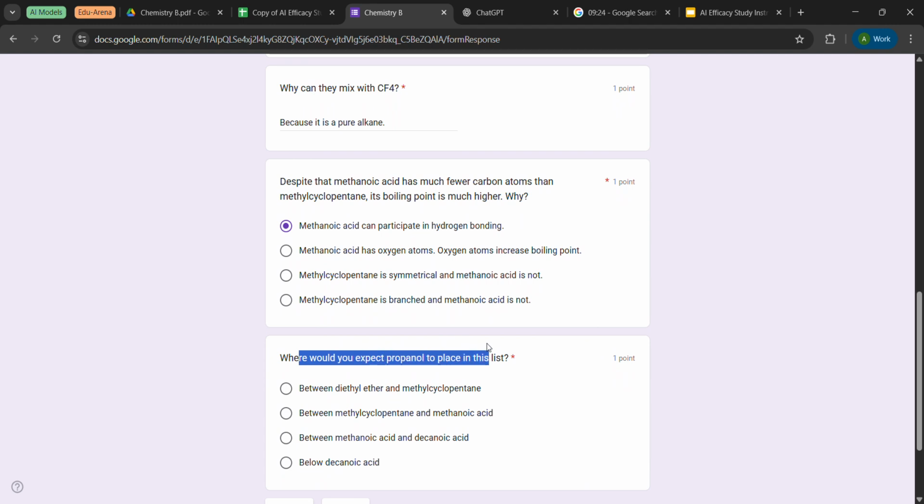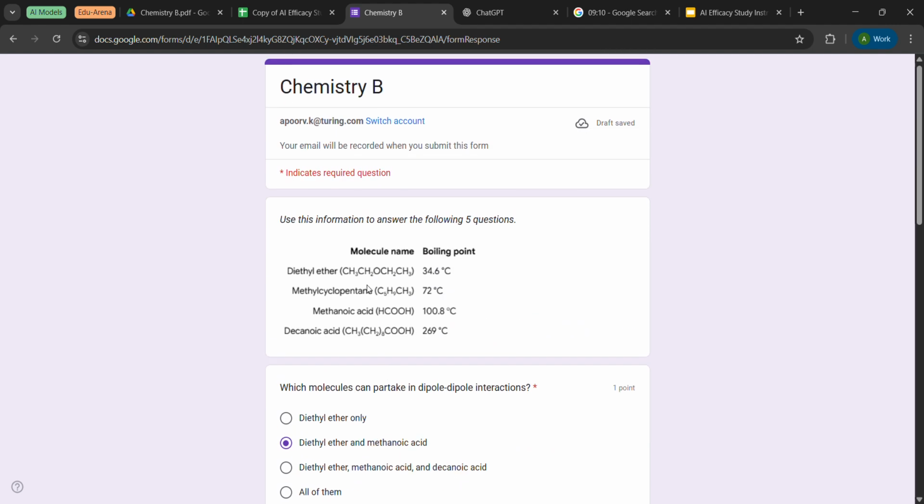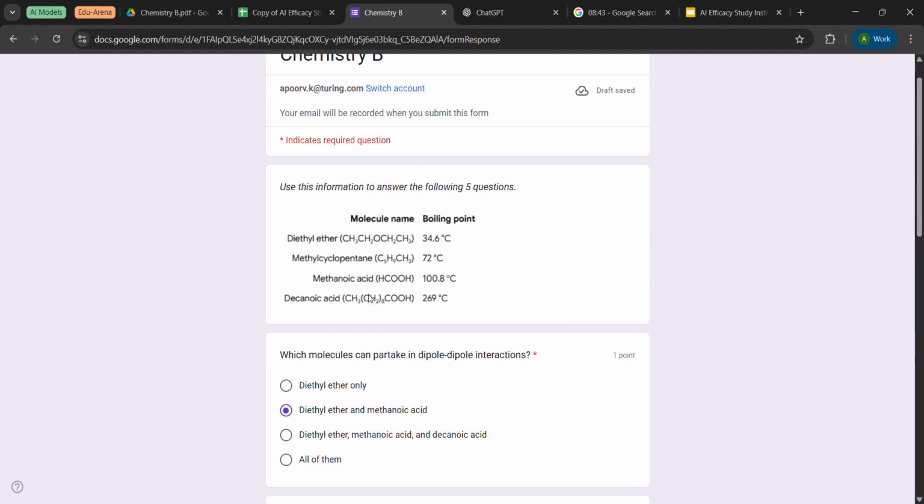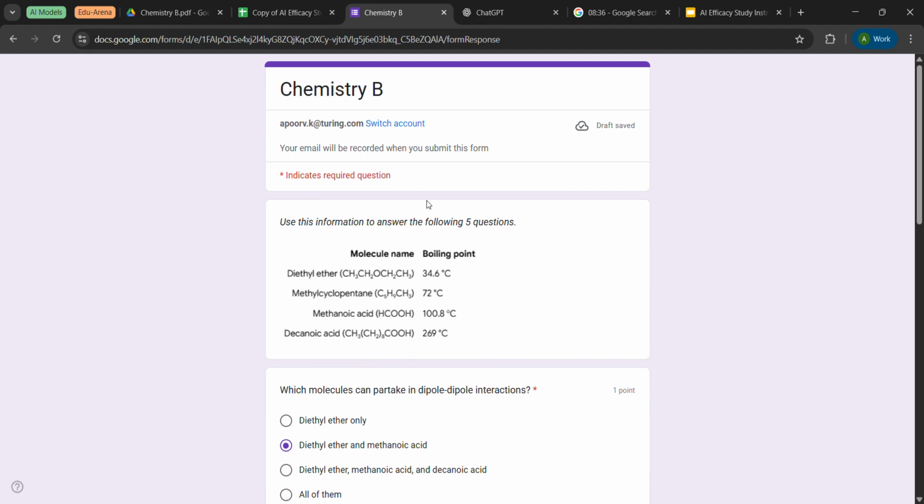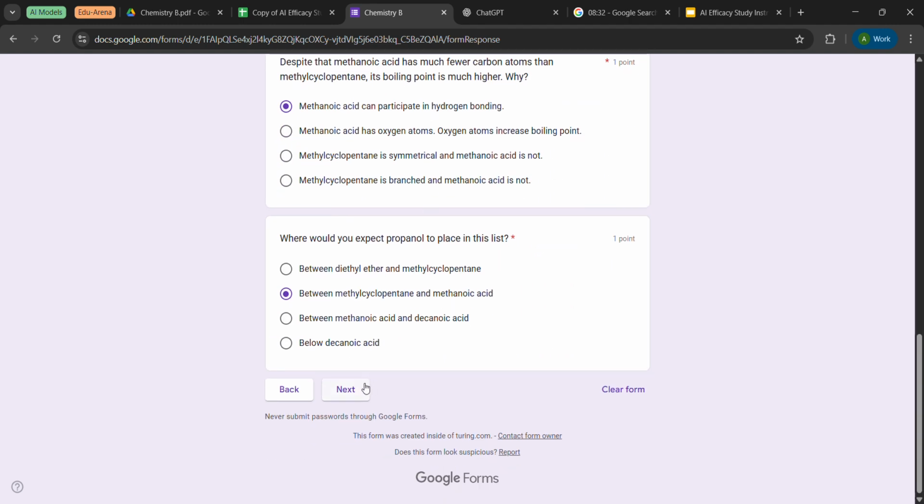Where would you expect propanol to be? Propanol, I'm guessing it is an alcohol. So where can I place alcohol in this? Let me see. Ether, pentane, acid, acid. So I have no idea. Alcohols generally, I know, like ethanol, have a lower boiling temperature than water. So I'm just gonna put it between methyl cyclopentane and methanoic acid. That's just my guesswork, and yeah, let us move on.